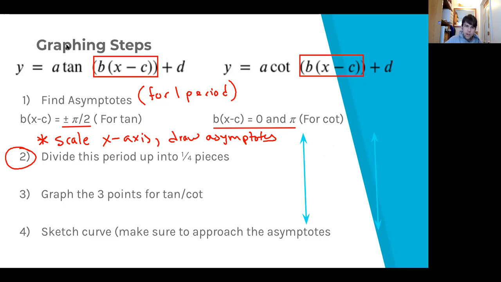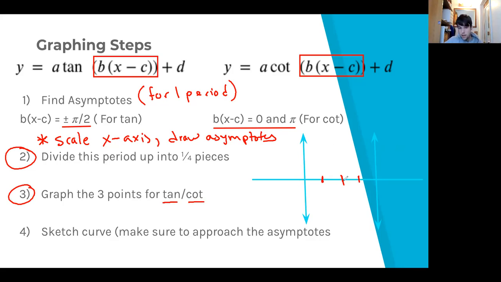What I'm saying by that is we have our asymptotes, right? Just like all of these graphs, we need 4 even increments here. So whatever our scaling is that needs to make that happen, we have to find the middle of the asymptotes, the 1/4, and the 3/4, because we're going to use those places to actually plot points. And that's the next step. We actually plot the 3 points for either tangent or cotangent.